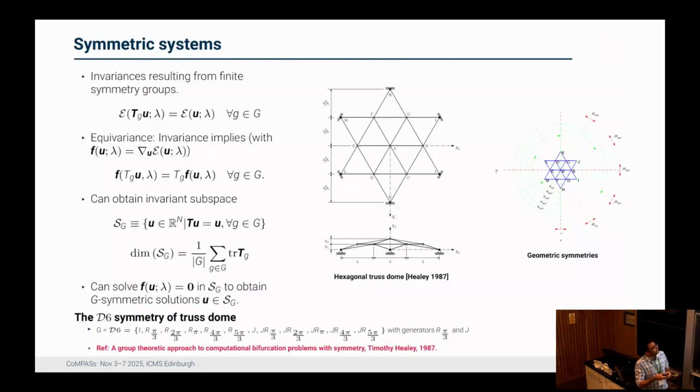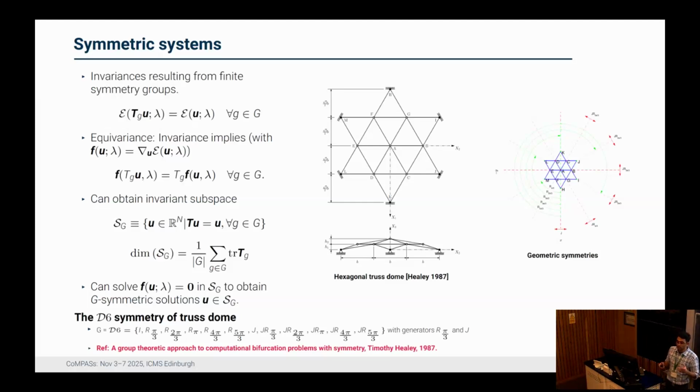So you have a truss dome. It has a hexagonal symmetry. And so the group is this one, and the generators are this and this. You can generate all the symmetries using this. And the energy is invariant under the symmetry operation. So you get this. So that means that the equilibrium equations show certain equivariance. And then you can restrict the solution to a symmetry subspace and solve in that restricted space. That gives you two advantages.